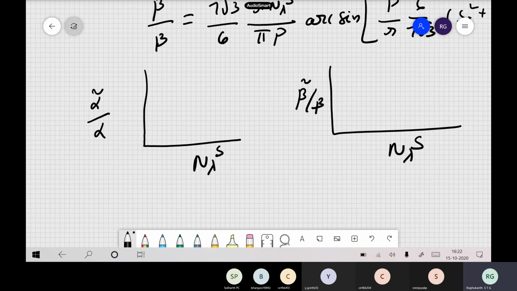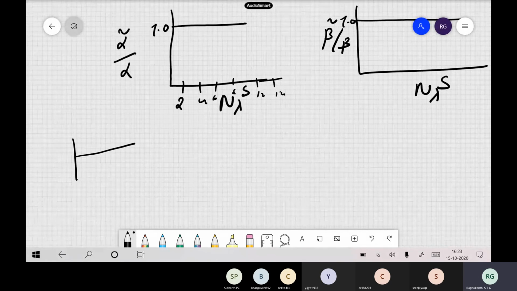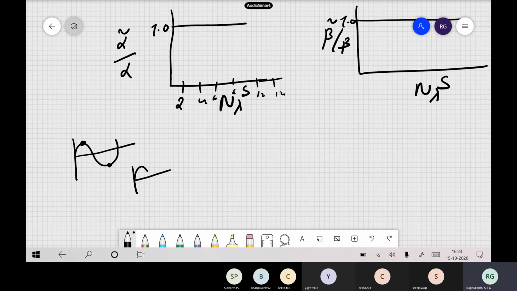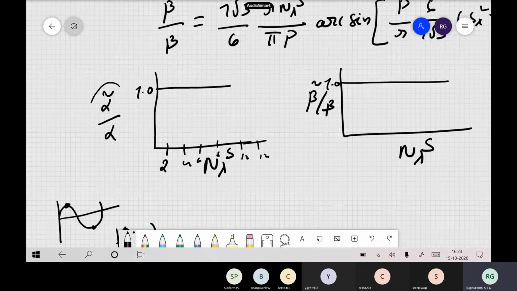Now in reality, what do you expect? You remember those curves, you people have already plotted them. How will this curve look, what is the ideal curve? You already plotted this one. N lambda is 2 sample points, 4, 8, 12, 14 like that, which means your spatial sampling is increasing. 2 samples means 1 point here, 1 point here. 4 samples means 1, 2, 3, 4 like that. You see, you are increasing the number of sample points. So now what happens as N lambda increases, what will alpha hat to alpha be?